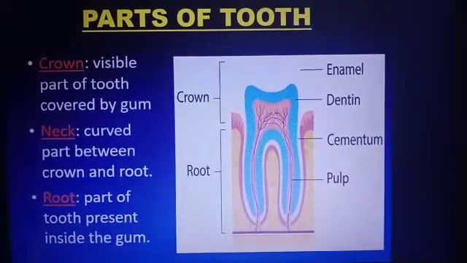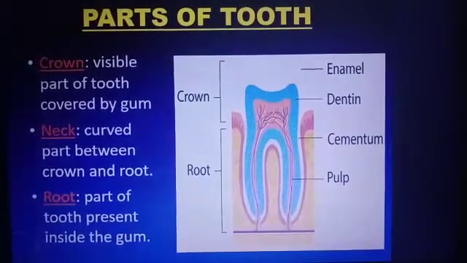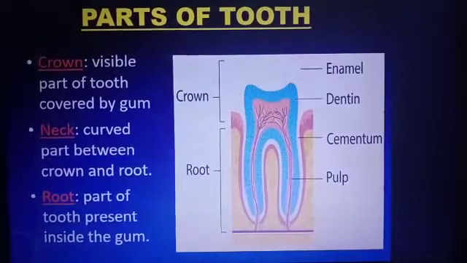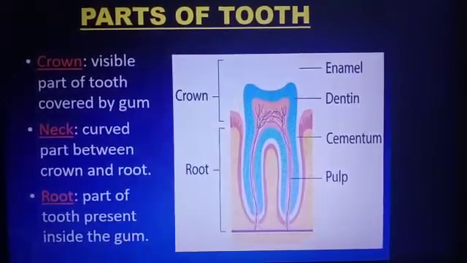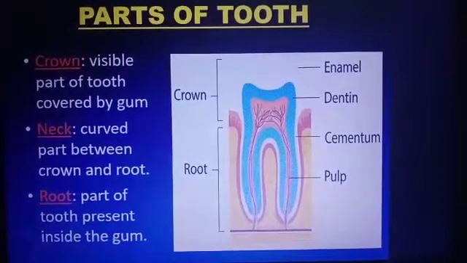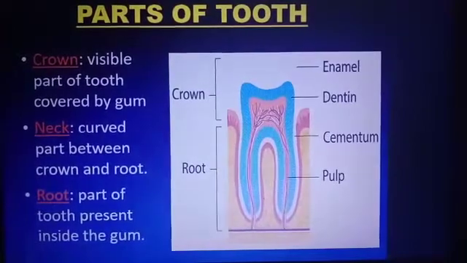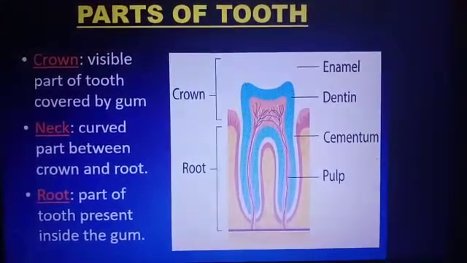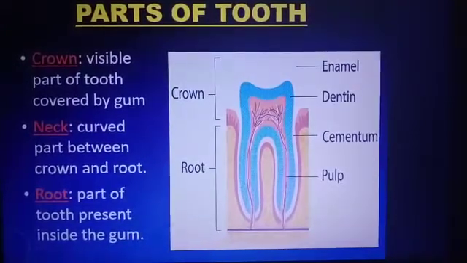Now, coming to the parts of tooth, there are three parts of a tooth: crown, neck and root. Crown is the part which is visible when we open our mouth. So, the visible part of tooth which is covered with gum is known as crown. Now, look at the picture. After the crown, there is a slight curve. This part is known as neck. So neck is the curved part between crown and root. Root is the last part which is embedded in the gum, which is not seen. Our teeth are so strong that we cannot move them because they are strongly fitted in the gum.